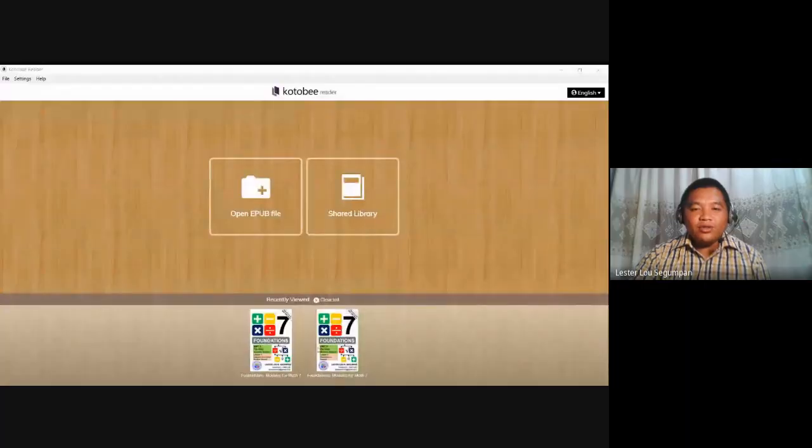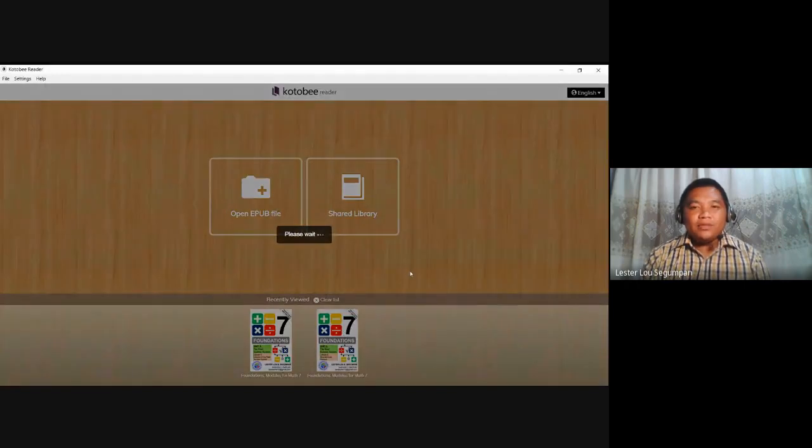This is actually the Kotobee Reader application software at the bottom. This is already the module prepared here. So let me click this. And lesson number 2 will pop up, which is concerned on operations on integers.